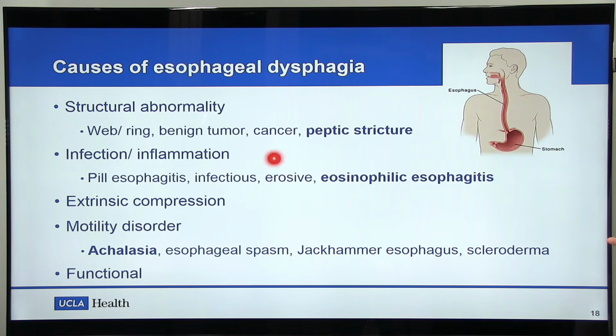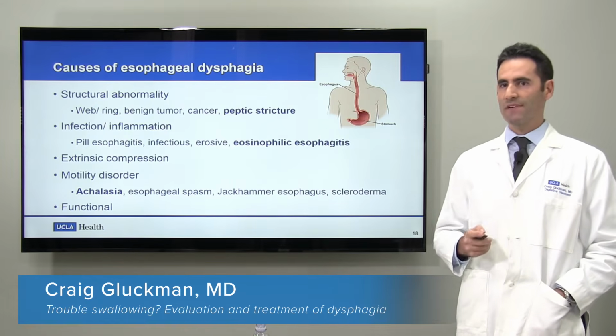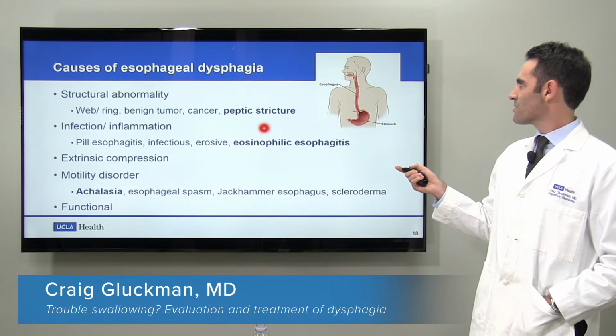So at the top, I mentioned structural abnormalities, anything affecting the structure of the esophagus. So could there be a web or a ring at the top or at the bottom of the esophagus that's impeding the flow of food, solids, or liquids from going down the esophagus? Could the patient have a tumor, maybe benign or malignant, that's blocking the esophagus? And could there be some sort of stricture?